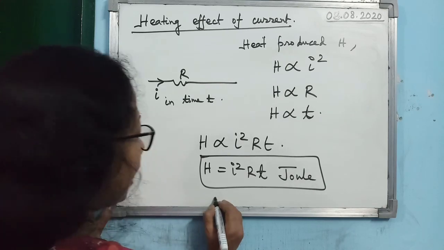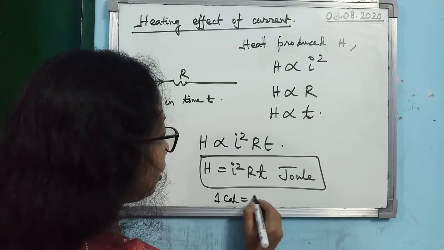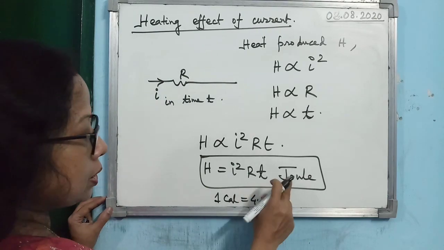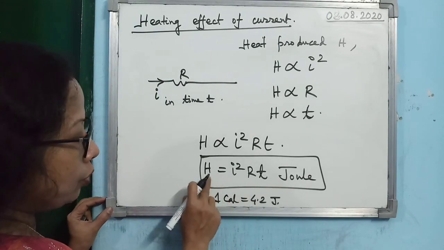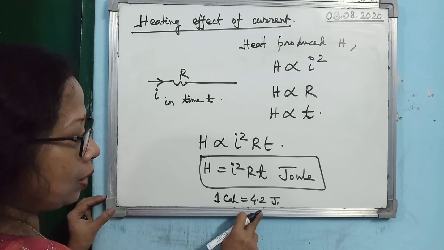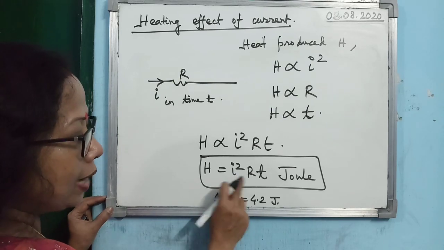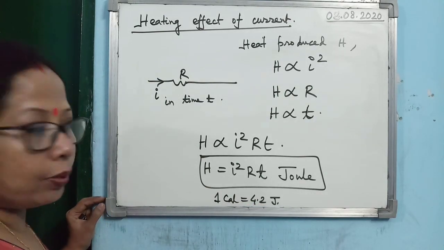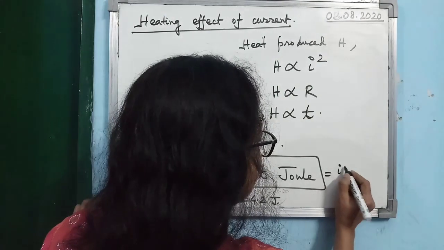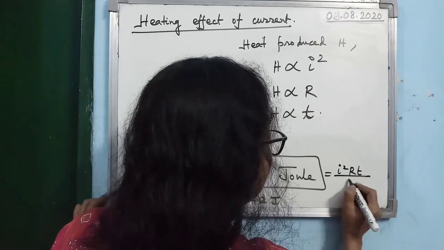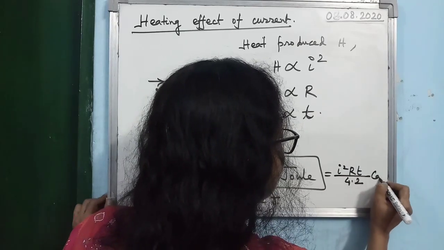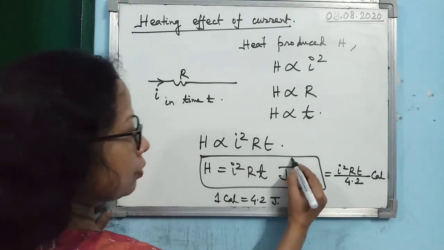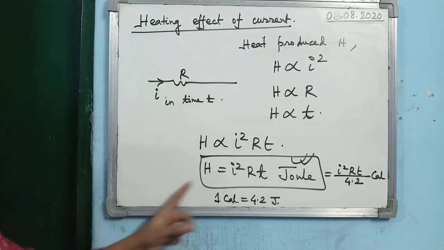Now we know that 1 calorie is equal to 4.2 joule. So if you want to write H in calorie, what you have to do is, it will be I square RT divided by 4.2 calorie. You can write it like this. It is I square RT divided by 4.2 calorie. This comes simply from the first relation, but in most cases we use this relation.